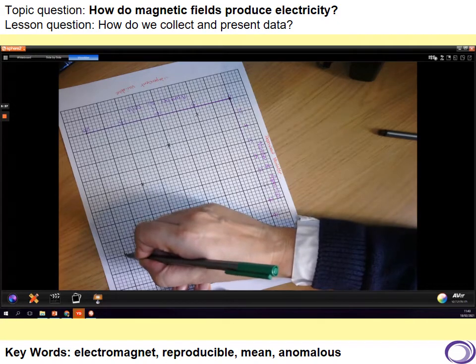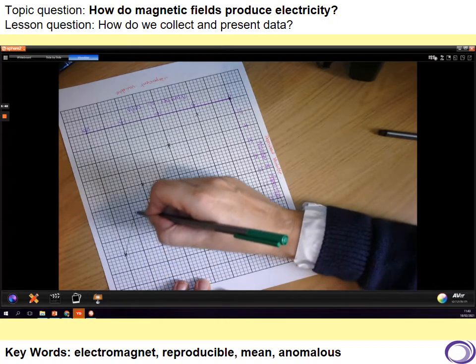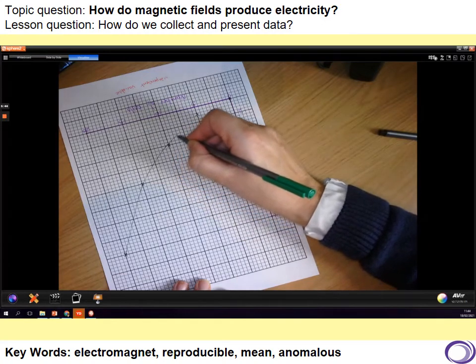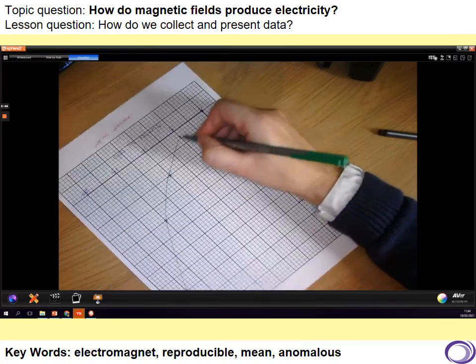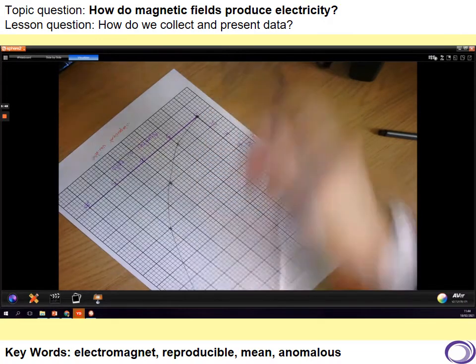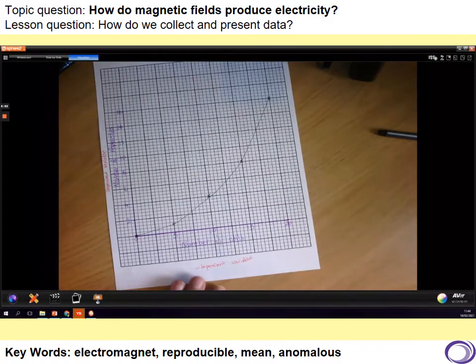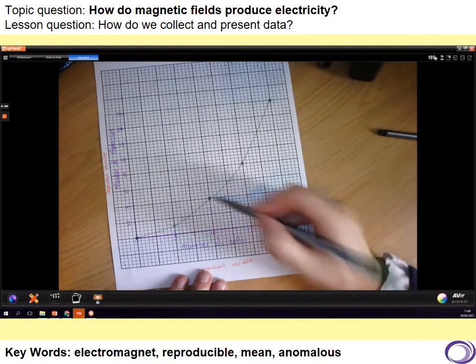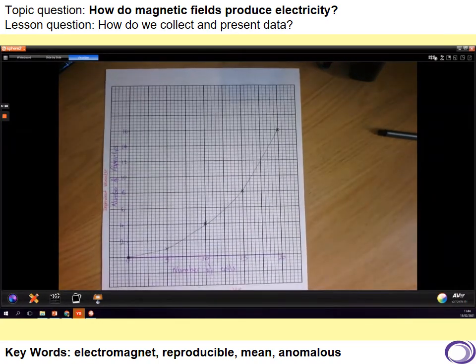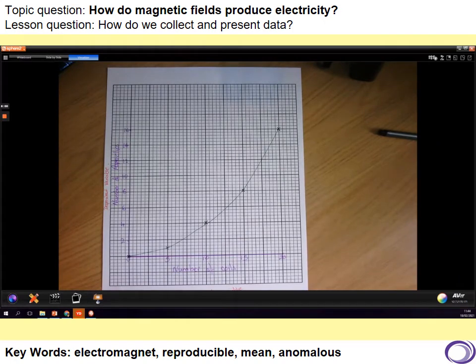If I just take this, and with a curve, these look like they pretty much all fit on the line of best fit. Could have probably done that one there a little bit better and gone through that. So that is a graph of our results.